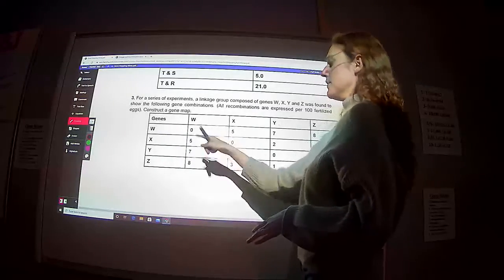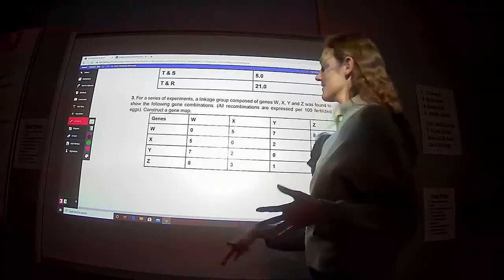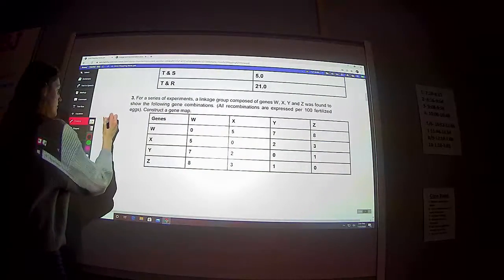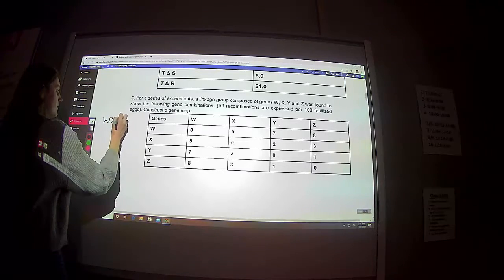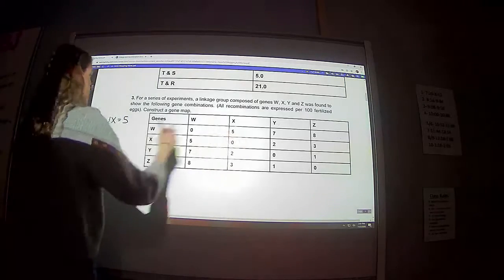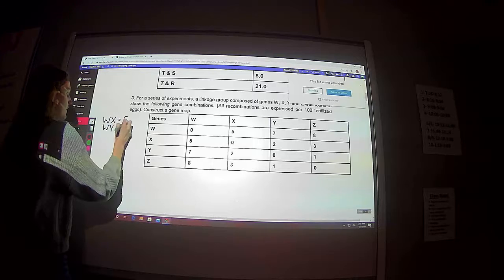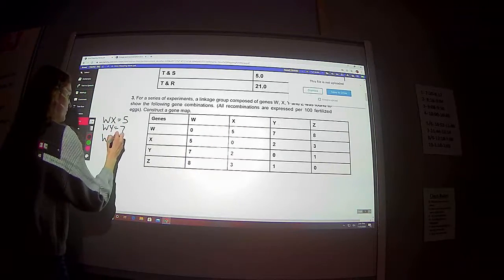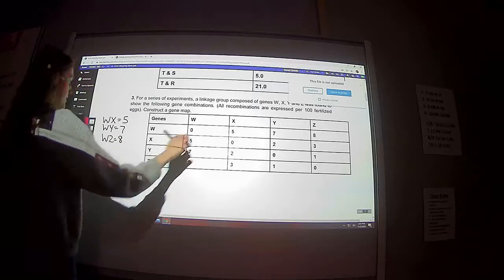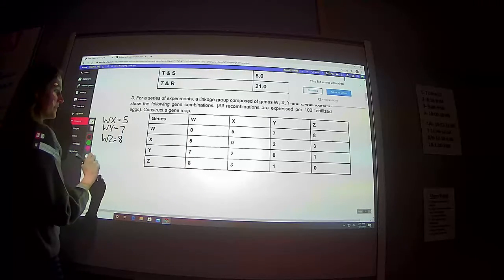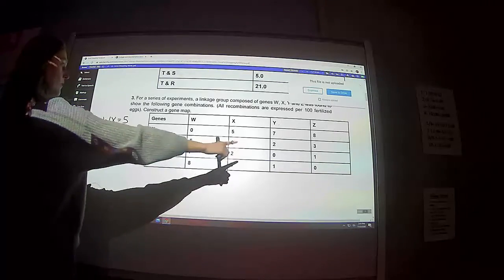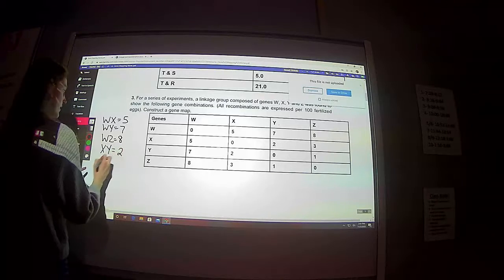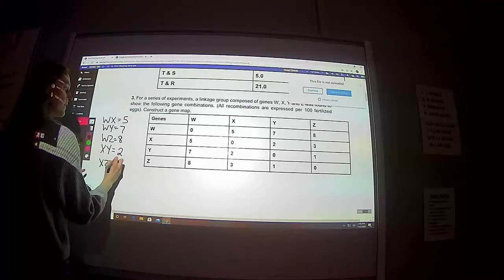So W to W is 0 because W is the same gene. Okay, W to X would be 5. So if you wanted to write this down, you would just go W, X, 5. W, Y, 7. W, Z is at 8. Then we go down here, XW is at 5, which we already did. XX, XY, we don't have XY on here yet, is 2, and XZ is 3.